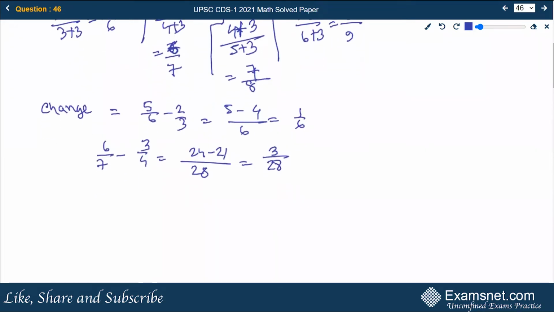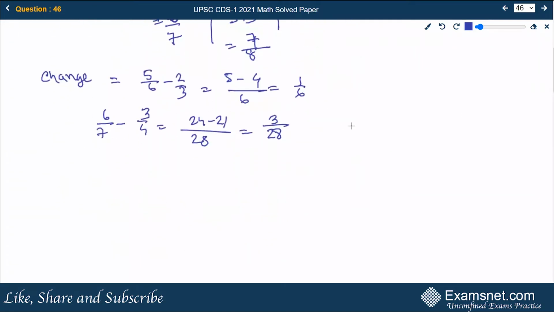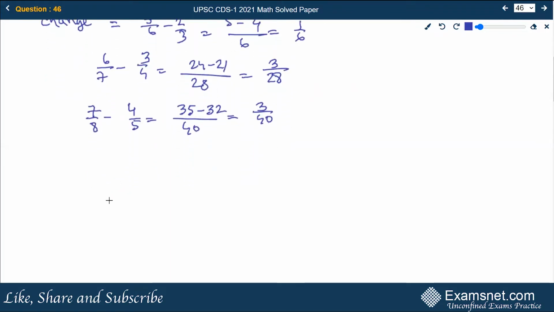The next one is 7 by 8 and 4 by 5. So 40, 35, 32. That is 3 by 40. And the next one is 8 by 9 minus 5 by 6. I can see the LCM will be 18, 16 minus 15. That is 1 by 18.